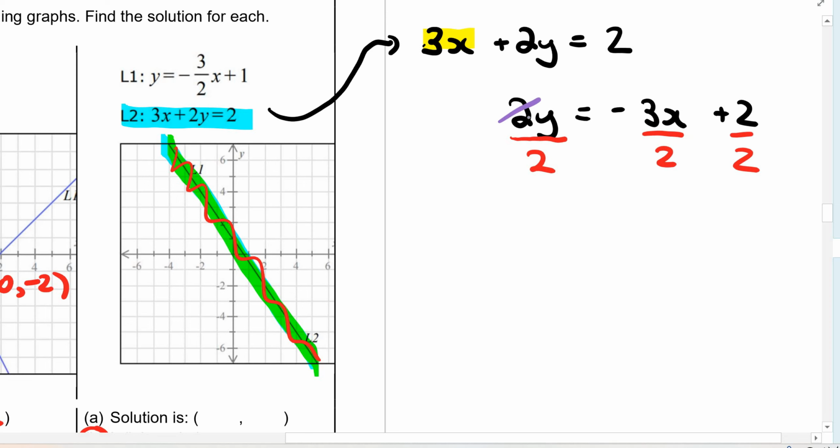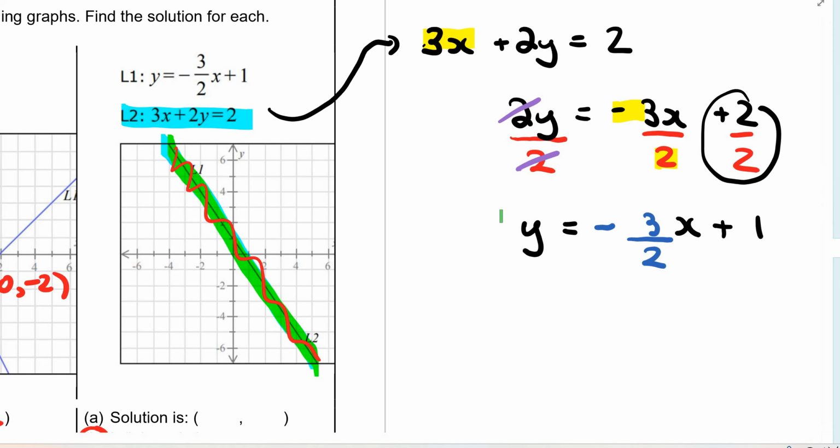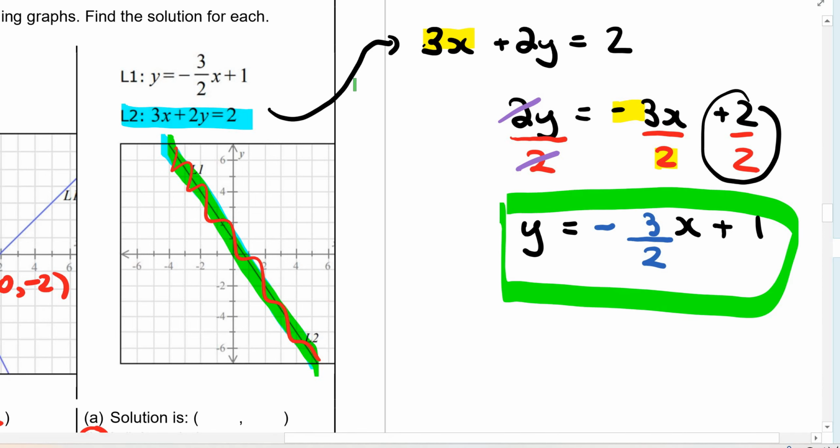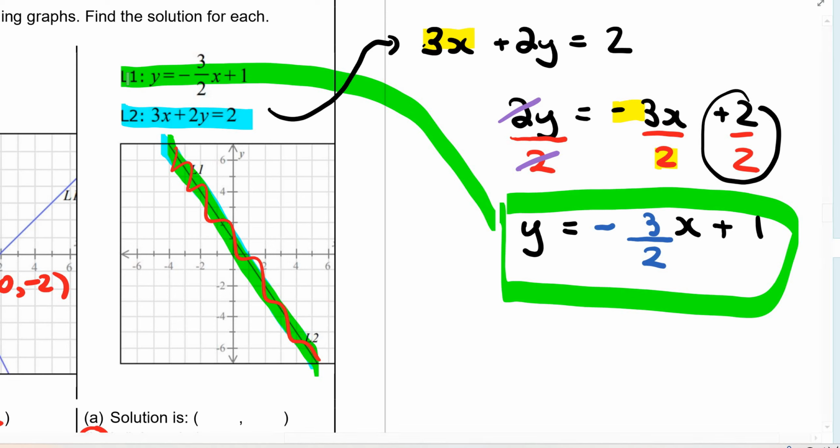If we simplify now, I get y on the left-hand side. On the right-hand side, I have this negative 3 and the 2, and you can rewrite that as the negative sign in front, 3 over 2, and then we have the x plus, and 2 divided by 2 is 1. It turns out that this green box here is exactly the same thing as line 1. The equations are exactly the same, and that's why the two lines intersect at the exact same coordinates, and you have infinite solutions because they're basically intersecting everywhere.